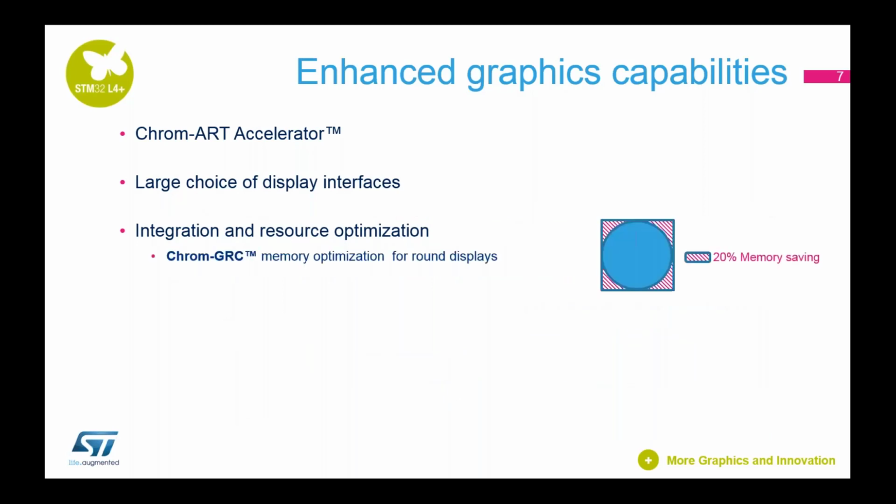The STM32L4 Plus embeds a new innovative IP called Chrom-GRC. This IP enables to minimize the SRAM size required for a frame buffer in the case of a non-squared display. Typically, when you are using a circular display, you are losing 20% of the memory as the frame buffer needs to be squared. So with the Chrom-GRC, you are saving 20% of the memory size in the SRAM.